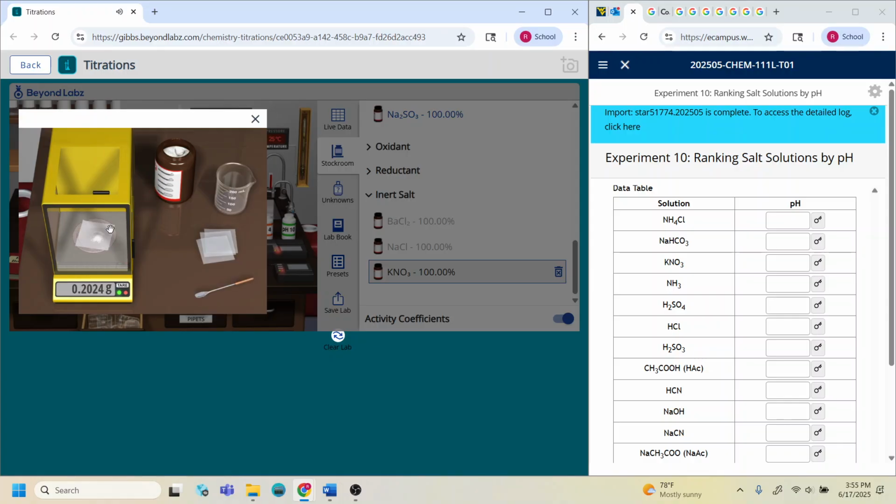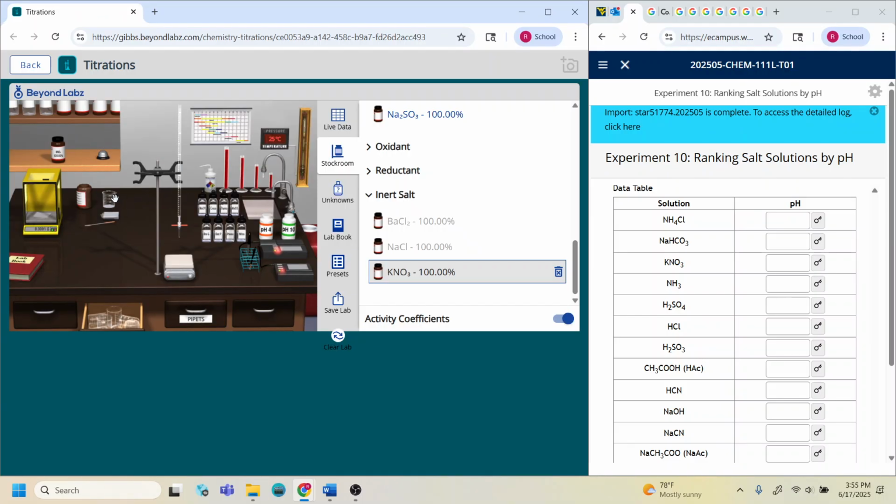Just take the 0.2 grams, put it on the balance, so it's approximately 0.2 grams, and then grab your weighing paper and let it snap above your beaker. Now your beaker has the solid in it. We want to create the solution, right? So we want to dissolve that solid in water.